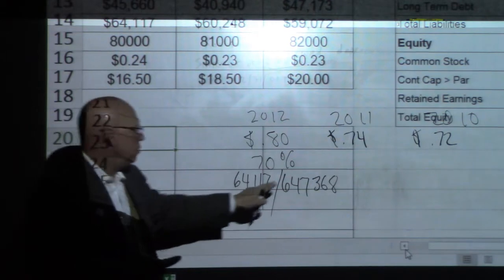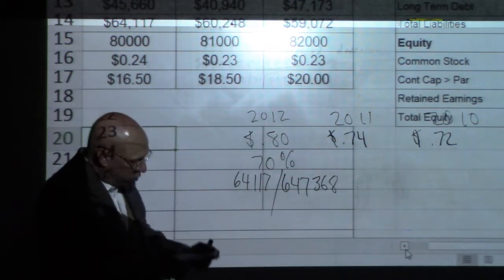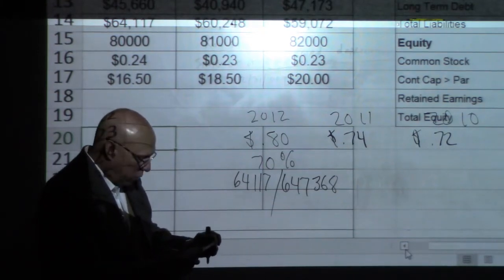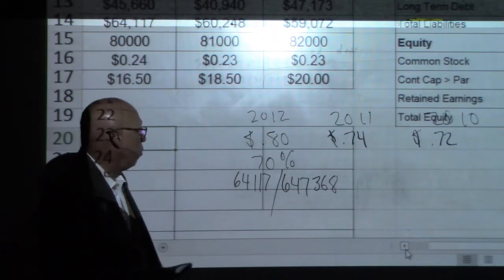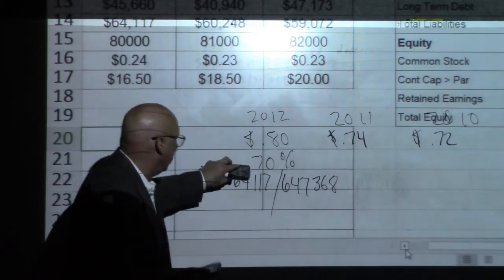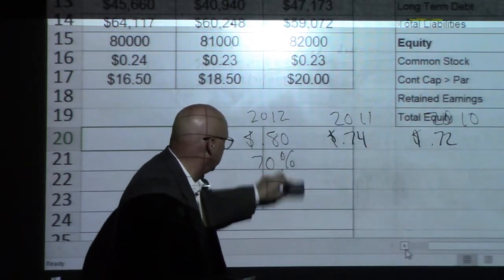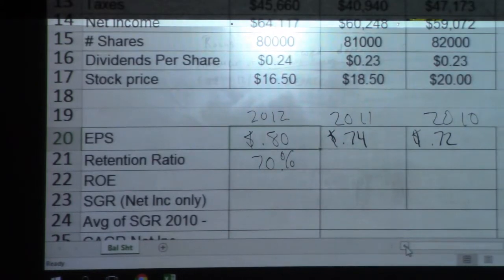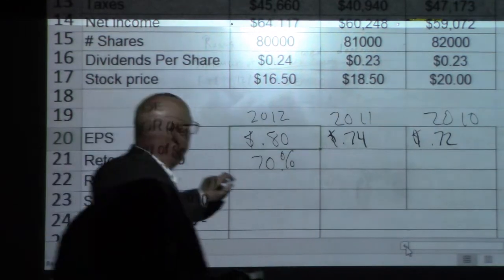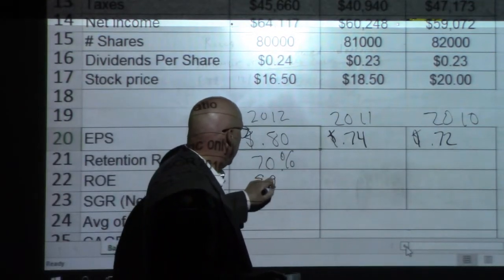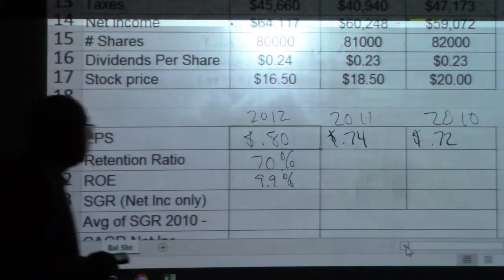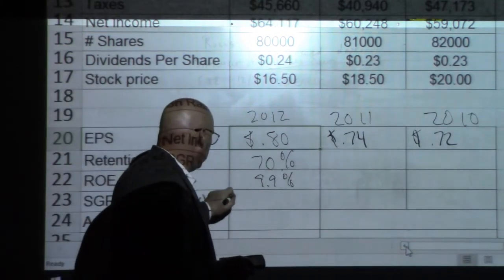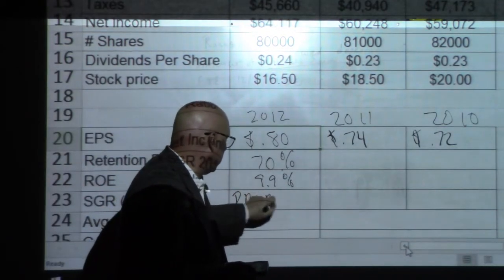This is how much we generate. This is how much we have invested. So let's find that number, 64,117 divided by 647,368 is equal to 9.9%. All right. So 9.9%, let's scroll back over, put this in the right spot here. So we have 9.9%. Okay?